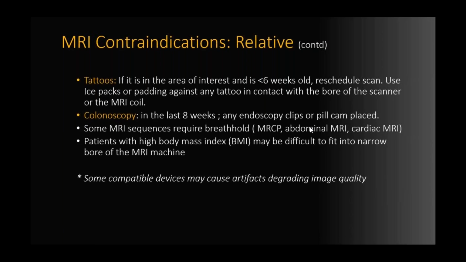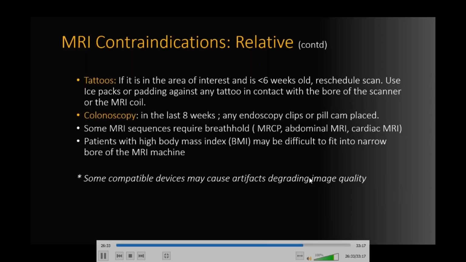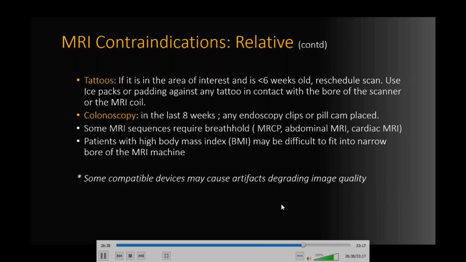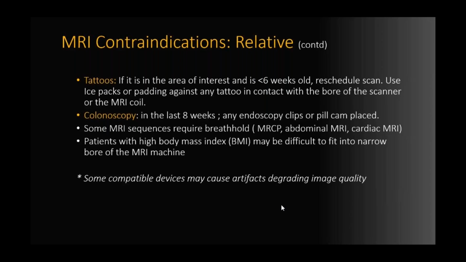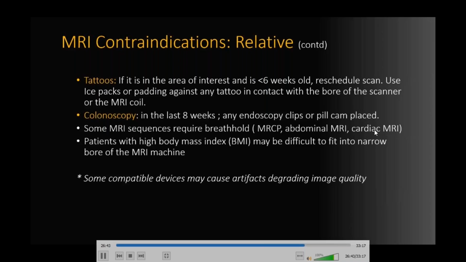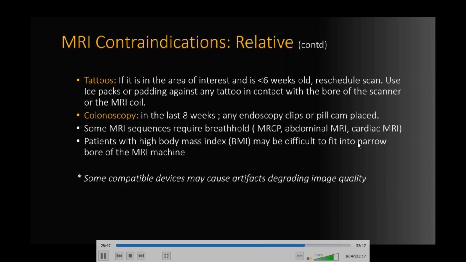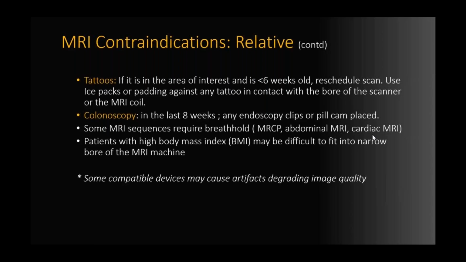Some MRI sequences which require breath hold, or cardiac MRI, if the patient is not cooperative, then it is not possible to do an MRI for that patient. Patients with a high body mass index that are overweight may not be able to fit into a narrow bore of the MRI machine. And of course, claustrophobic patients would not be able to get a scan done unless they are sedated properly.